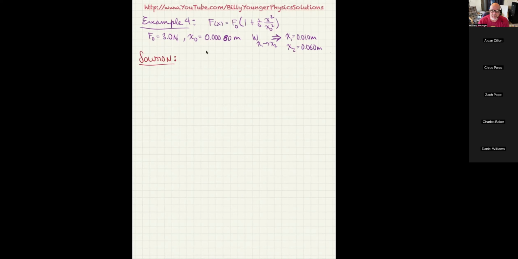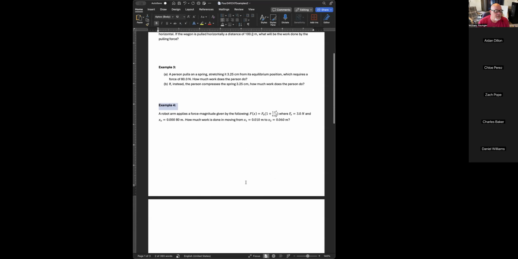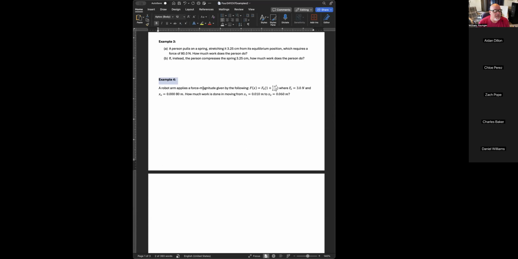So that's a good time for me to do the sharing that I said I could do later. Let me do that real quick, just to make it more straightforward. Now, see this example 4. It says a robot arm applies a force magnitude given by F of x equals F0 times 1 plus 1/6 x squared over x0 squared, where F0 is 3 newtons. How much work is done in moving from x1 equal 0.010 meters to x2 equals 0.60 meters. Does that make sense now? Yes, thank you. No problem.